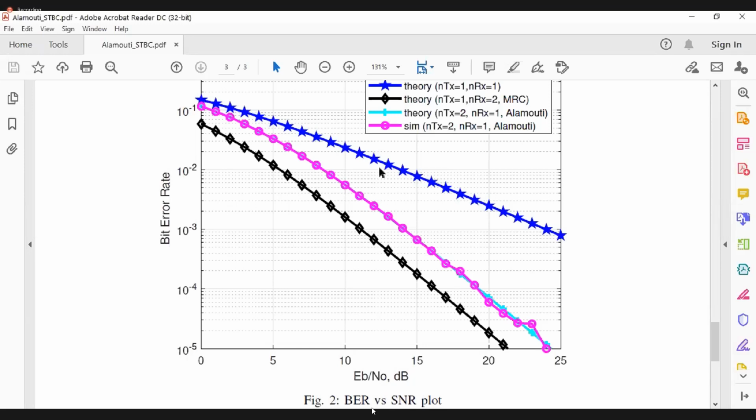So my take home message here is that by looking at the slope of the curves or the shifting of the curves, we can comment on the diversity order as well as the coding gain of the system. Okay, so if you have a steep slope, you have a higher diversity order, and the shifting that takes place will tell us the coding gain.